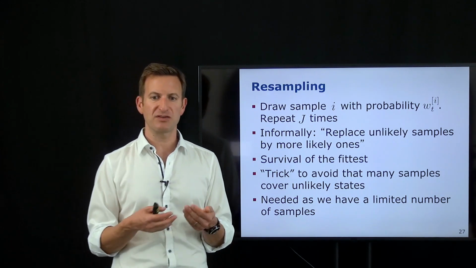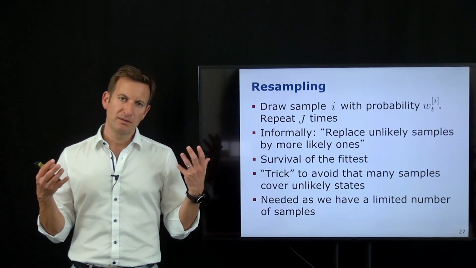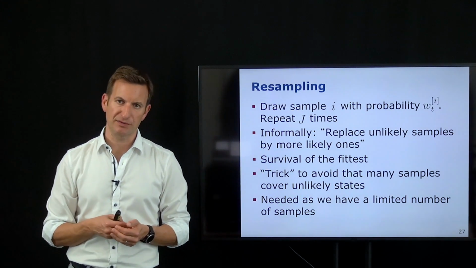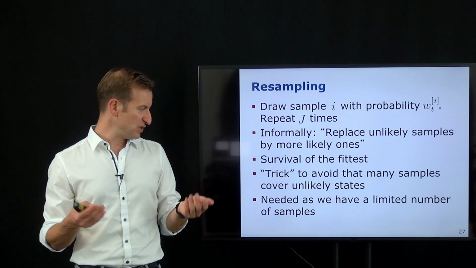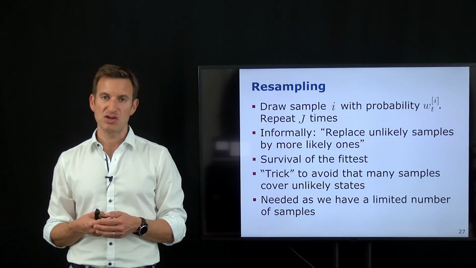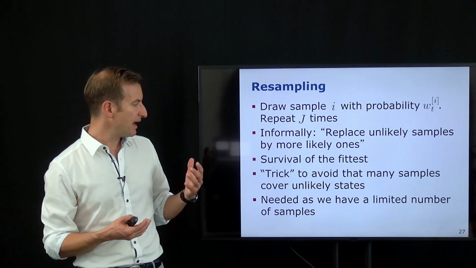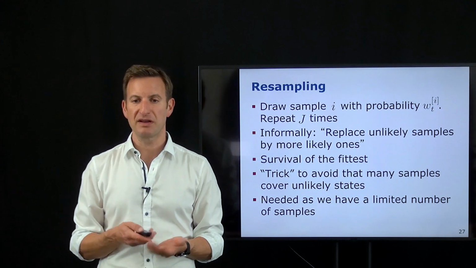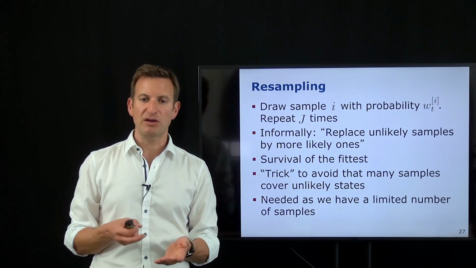And again, this is just a trick to get the samples to move into the more likely areas of the state space without changing the belief, or only making minor changes to the belief. This is needed because we only have a finite number of samples and cannot represent an arbitrary number of samples. So how does this resampling work?